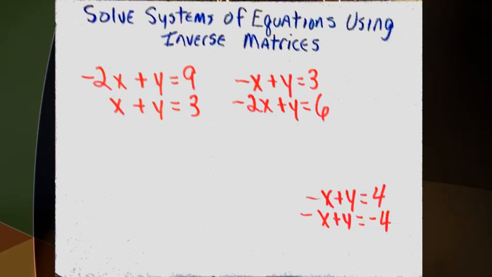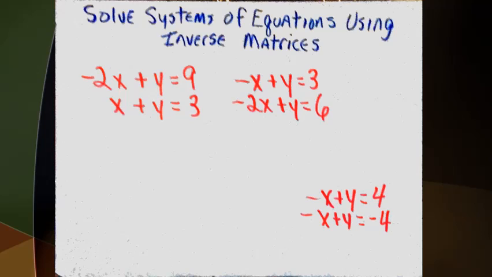But basically, the way we can solve systems of equations using inverse matrices is that we create a coefficient matrix, and then we create a constant matrix, and then we multiply the constant matrix by the inverse of the coefficient matrix if, in fact, an inverse exists. So we're going to look at three examples here, and we're going to take this first one to the left, where we've got minus 2x plus y equals 9, and x plus y equals 3.